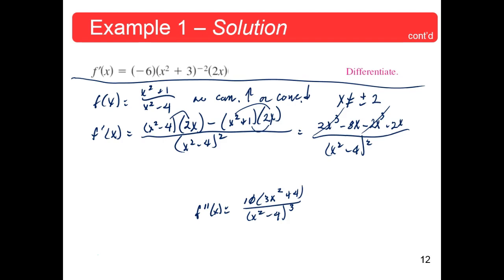Where the second derivative is either 0 or does not exist. Now, the only place it does not exist is exactly where the function didn't exist, at x equals plus or minus 2. So that's still an issue here, so we're still going to deal with that. The other one is where it's equal to 0. Where is the second derivative equal to 0?